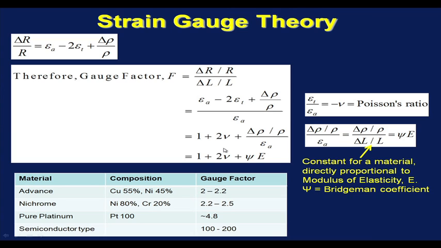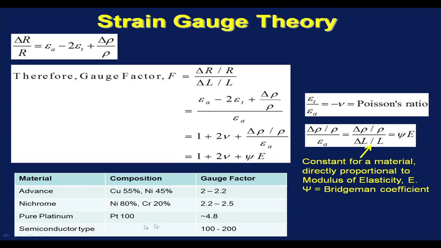I repeat, the gauge factor is finally found out to be F equal to 1 plus 2 nu plus psi, which is Bridgman coefficient, times E, which is modulus of elasticity.